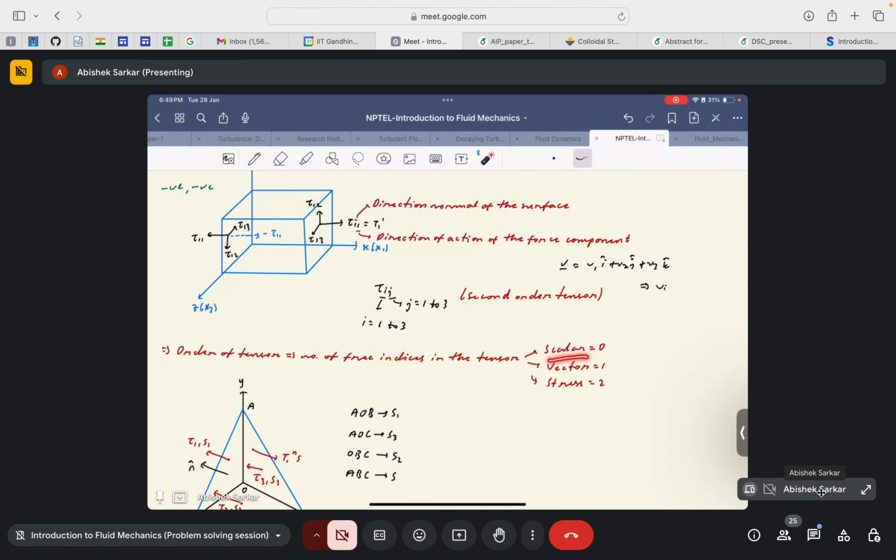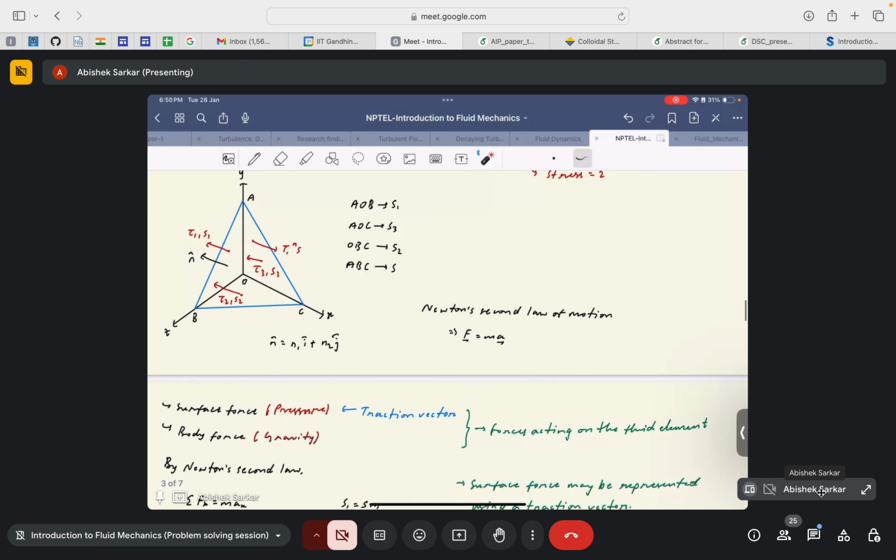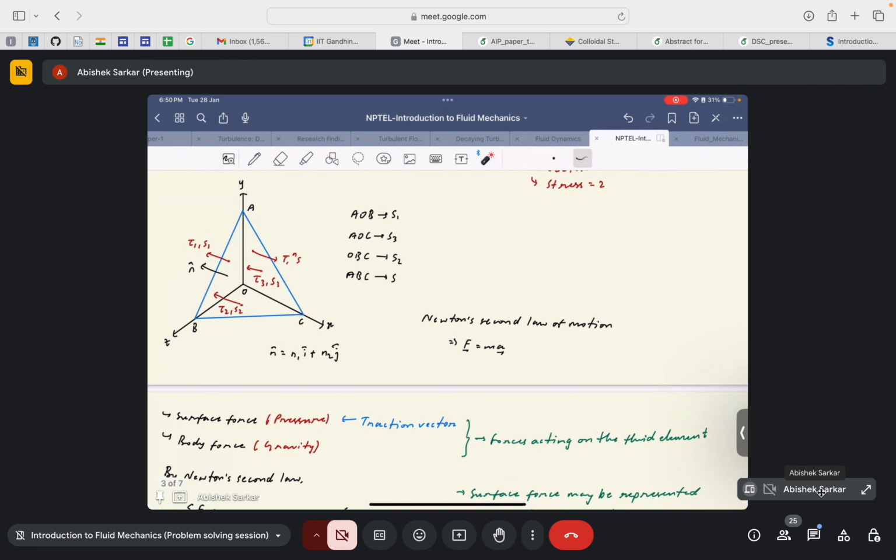Similarly, scalars, for example pressure or temperature, are quantities that are not direction dependent, so scalars are zero order tensors. I think that's clear. So let's go through this example.